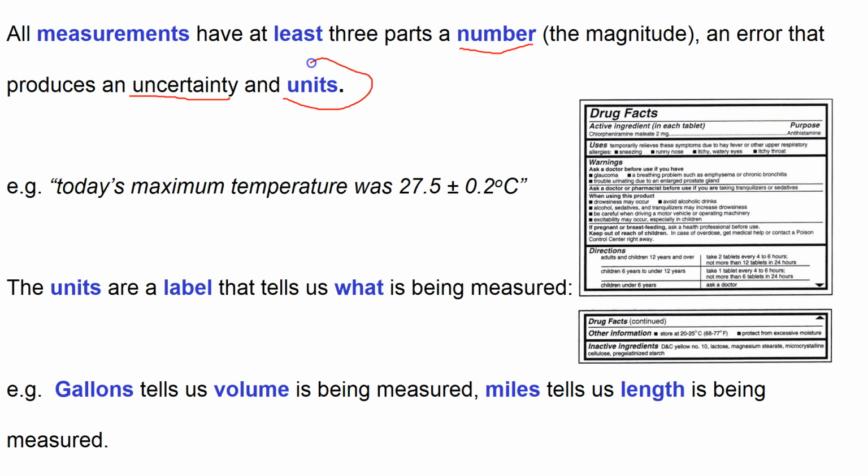And then this is important for this particular chapter. It has units, and the units tell you what is being measured. So that's the importance of the units. So for example, if we see units of gallons, we know that volume is being measured. If we see units of miles, we know that length is being measured. So when I look on this drug fact sheet, it's for an antihistamine, I can see here that the active ingredients, there's 2 milligrams of it. Milligrams is a unit of mass.